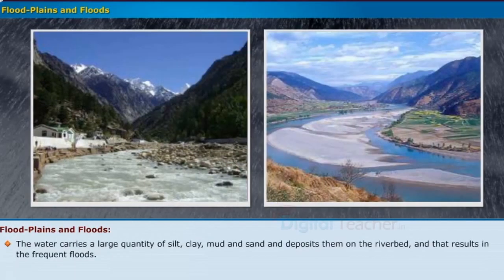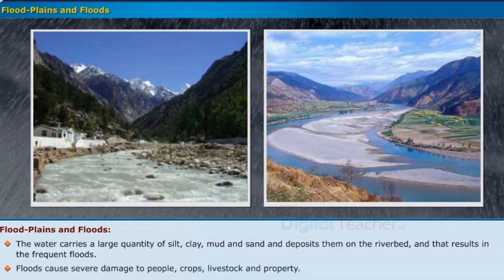The water carries a large quantity of silt, clay, mud, and sand and deposits them on the riverbed, and that results in frequent floods. Floods cause severe damage to people, crops, livestock, and property.